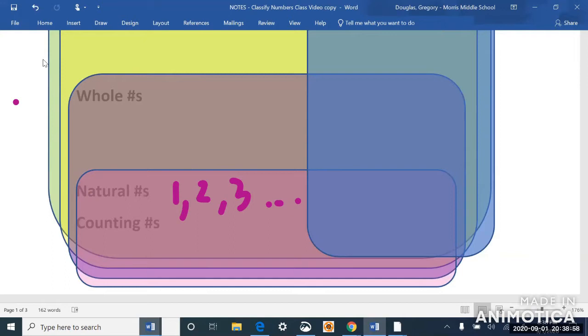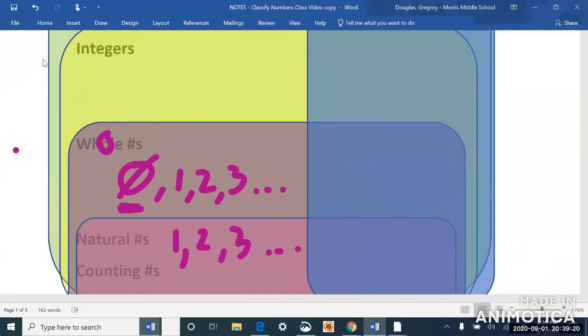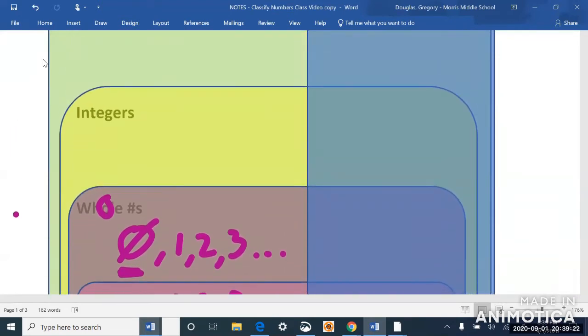Now, whole numbers include all natural and counting numbers, but it also has the whole, the donut hole, the zero. The zero shows up for the first time, okay? So 0, 1, 2, 3, ... It includes all natural numbers, but it also has the zero, which natural numbers do not, okay? The next number set is integers.